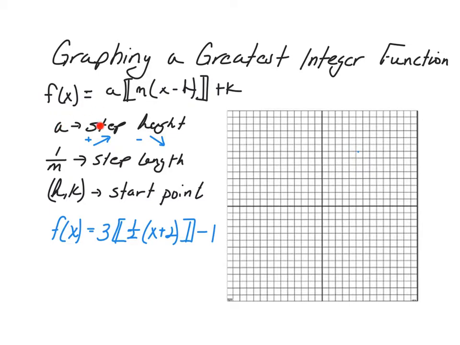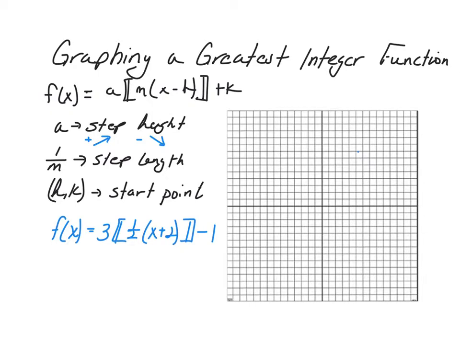So a is going to be your step height. If it's positive, it goes up. If it's negative, it goes down. Your step length, how many units you're going to draw your step for, is always determined by 1 divided by whatever m is. And your h and the k values are just your start points. So just remember that in this original function, if it is plus, you're going to be shifting to the left. If it is negative, you're going to be shifting to the right.